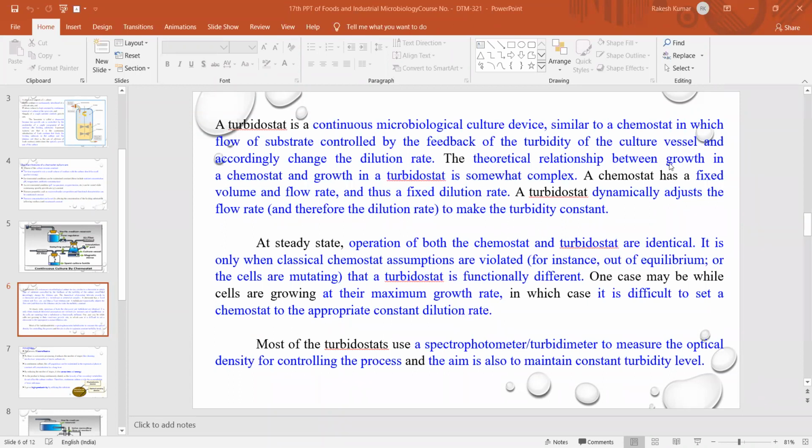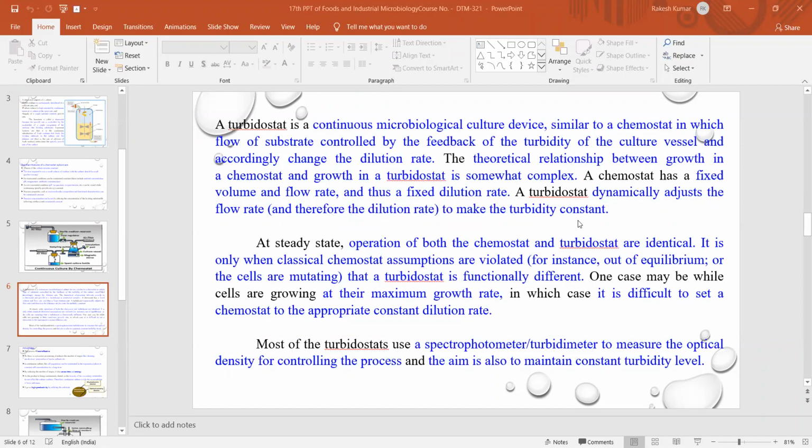The theoretical relationship between growth in a chemostat and growth in a turbidostat is somewhat complex. But one very important point is this: a chemostat has a fixed volume and flow rate, and thus a fixed dilution rate. So these things are fixed in the case of a chemostat: fixed volume, fixed flow rate, and fixed dilution rate. And what is different in a turbidostat? It dynamically adjusts the flow rate, and therefore the dilution rate, to make the turbidity constant. Here turbidity is the main thing.